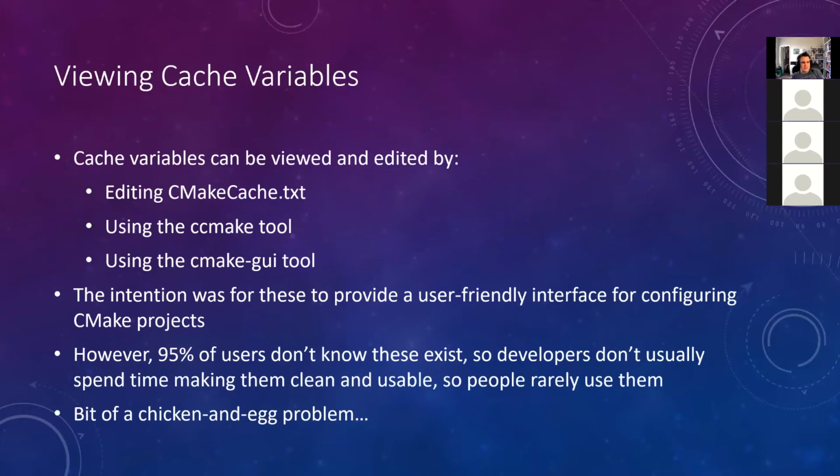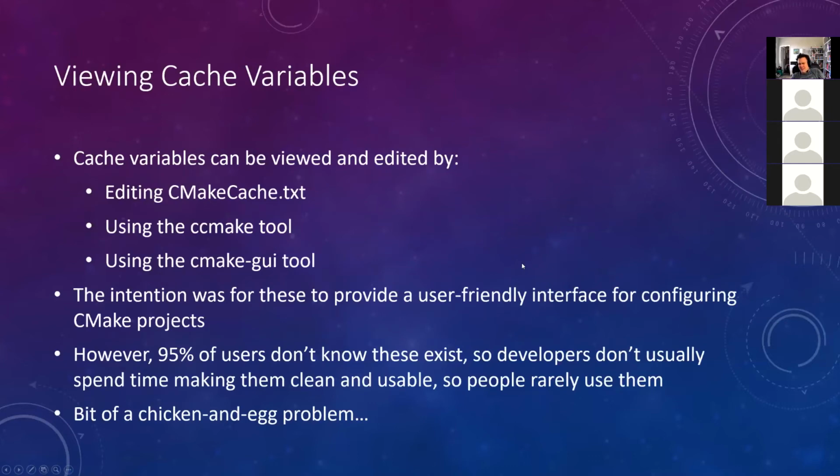So there are three ways that you can edit the cache variables. The first way is by directly opening the file CMakeCache.txt that's created in your build folder, or you can use the ccmake tool, or you can use CMake GUI. Both of these are ways that the CMake people made to configure CMake projects in a more user-friendly way. The idea being to show each cache variable as an option.